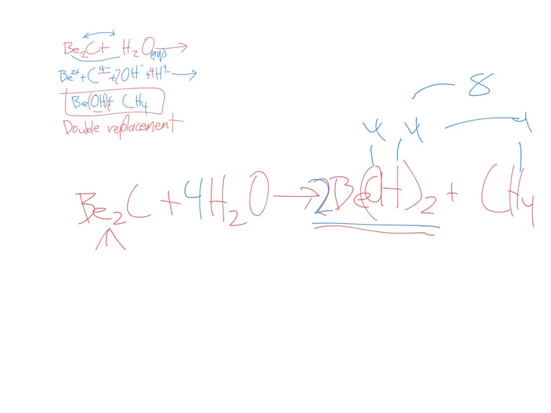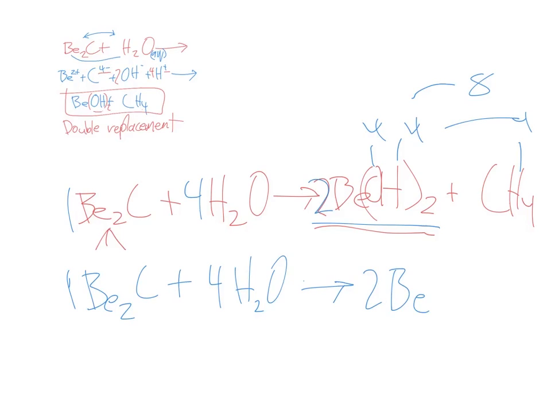And then just one of these. So the final would be 1 Be2C plus 4 H2O becomes 2 Be(OH)2 plus, sorry, go right down here, CH4. Oh, that's one CH4, but you don't have to write the ones. And moving on to the next one.